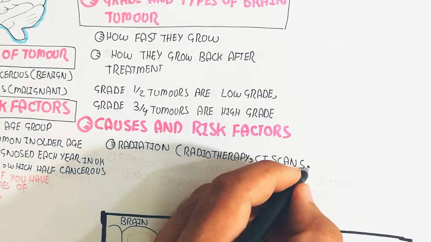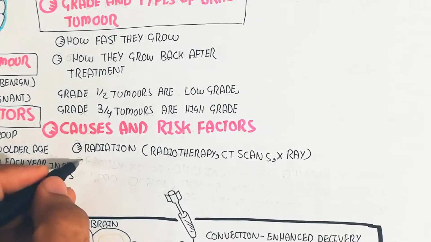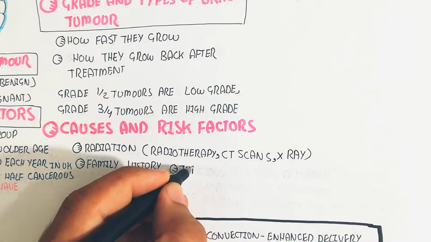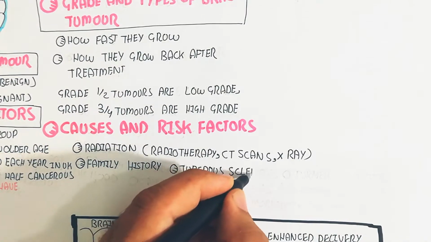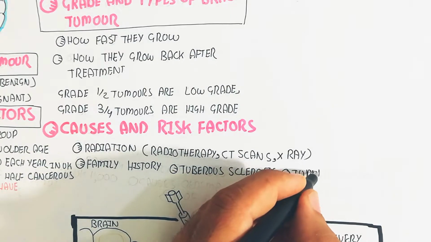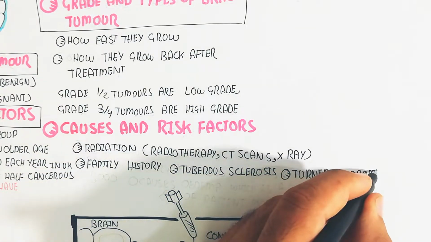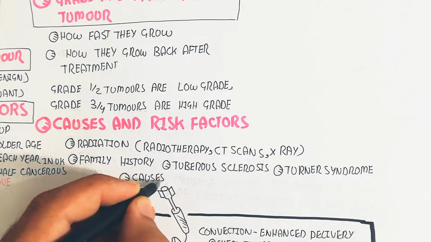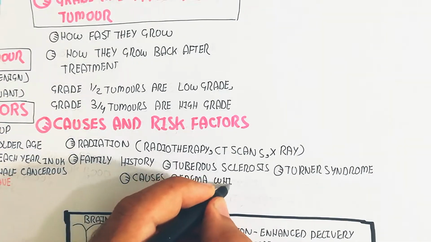scan, X-ray, which can cause the brain tumor, while on the other hand family history, tuberous sclerosis, and Turner syndrome cause edema, which is a significant cause of patient morbidity and mortality.